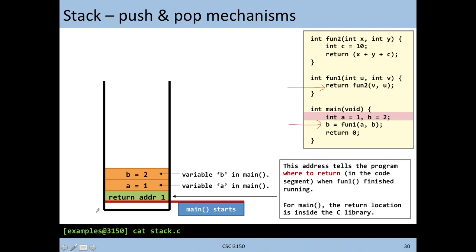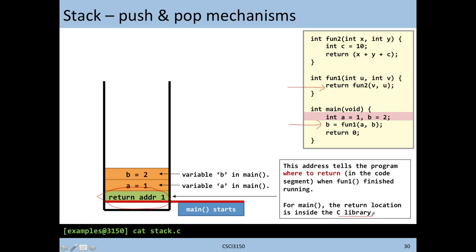And the stack utilization is like this. I have a return address in this location. What's that? This return address is an address pointing to the code segment. That's why I color it in green, to fit our previous coloring scheme. This is pointing back to the C library.